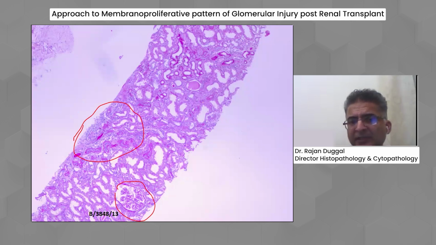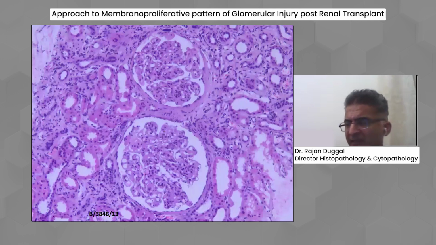In addition to that, you can see these tubules. Just compare these tubules with these small tubules. These small tubules with a thick tubular basement membrane and reduced lumen are atrophic tubules, and there is compensatory dilatation of the adjoining tubules, which is seen at a slightly higher magnification.